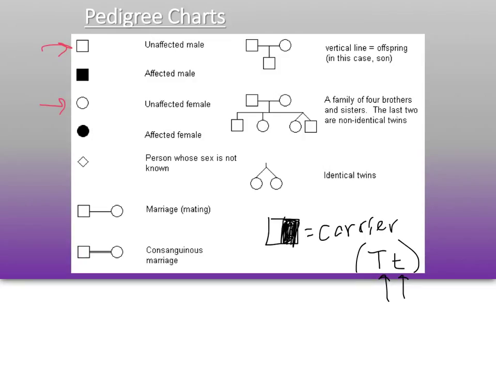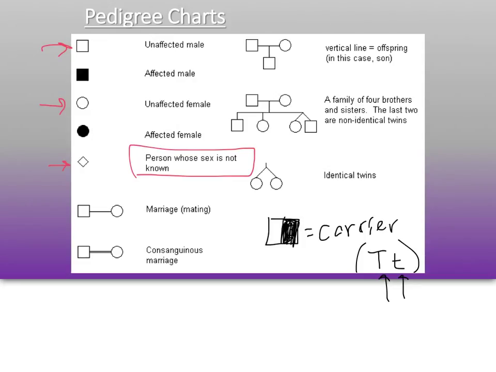Now, some of the other things you might notice, you might see a diamond, and that means a person whose sex is not known. That sounds really weird. It doesn't mean that you look at the person and you can't tell if they're a boy or a girl, which I know happens if you go to the mall. But what it means is that you put together this pedigree maybe by asking a family about their ancestors and the people that came before them.